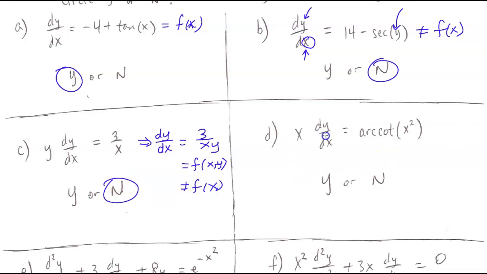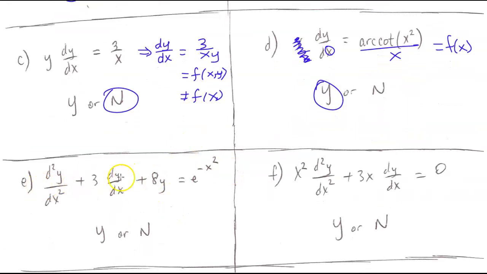For our fourth equation, we could divide both sides by x here. And if we did that, of course, this would reduce to 1 over here. And this could be considered just a function of x. And so because of that, this would be a directly integrable type of equation.